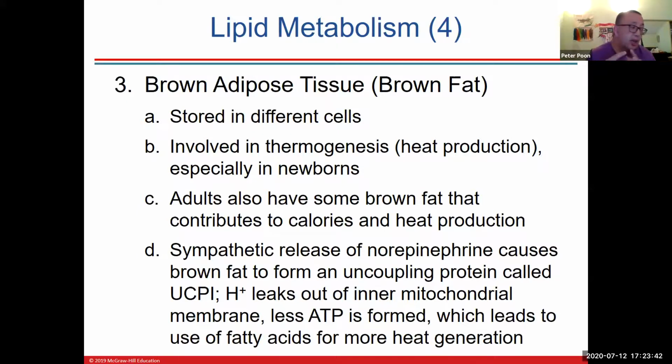Most of our fat is stored as white fat. But we have some brown fat. Brown fat is primarily in newborns. Newborns have a very large surface area to body ratio, so they can't maintain heat very well. The brown adipose tissue, the brown fat, is used in thermogenesis. You're just constantly burning fat to generate heat, which keeps them warm.